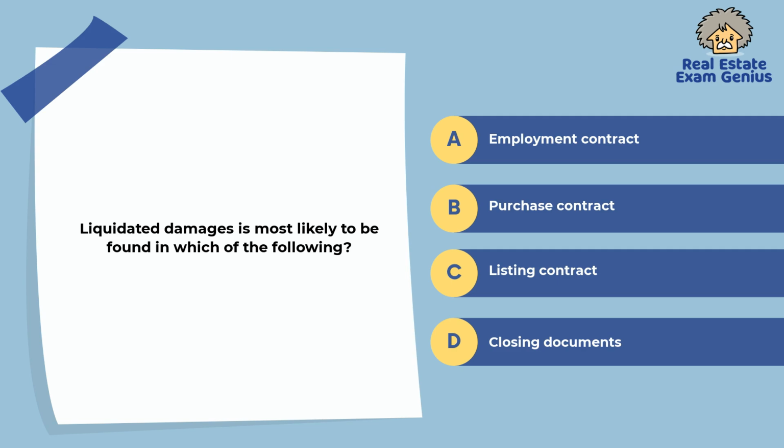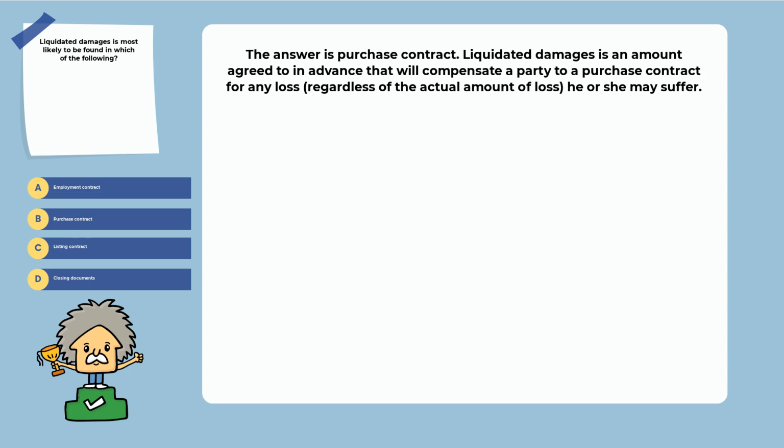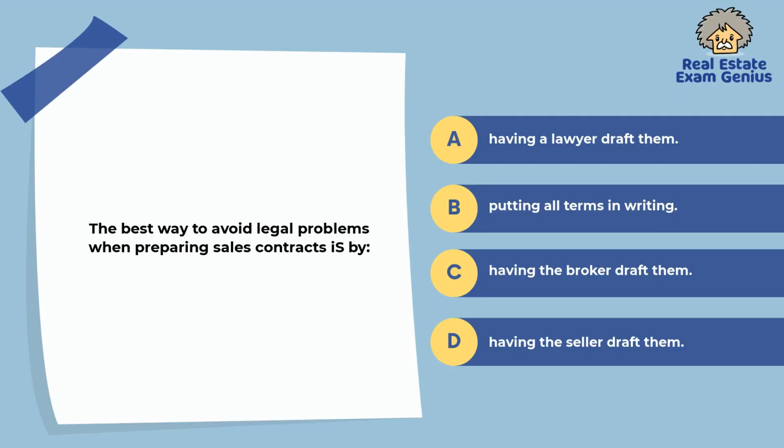Liquidated damages is most likely to be found in which of the following? Employment contract, purchase contract, listing contract, closing documents. The answer is a purchase contract. Liquidated damages is an amount agreed to in advance that will compensate a party to a purchase contract for any loss he or she may suffer.